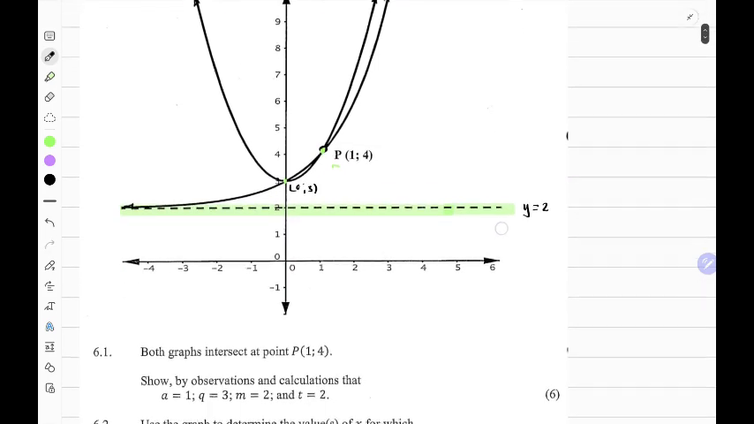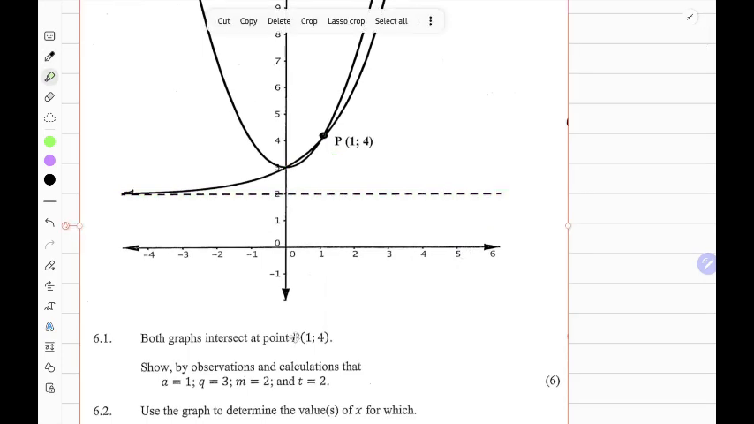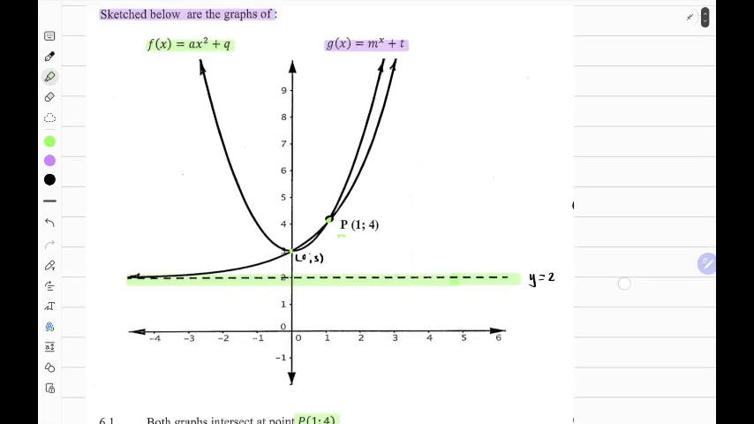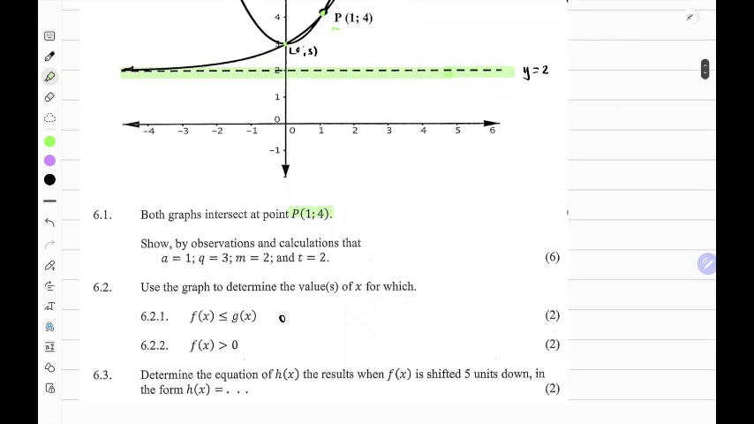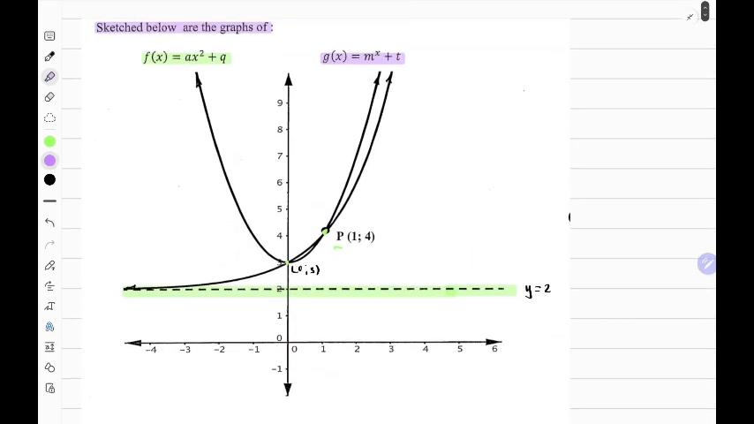Okay, so let's go to the first question. It says both graphs intersect at point P. We've noted that already, they intersect at this point. And then they say show by observations and calculations that we need to find the given parameters a, q, m, and t. So let's see on the equations what those parameters stand for.